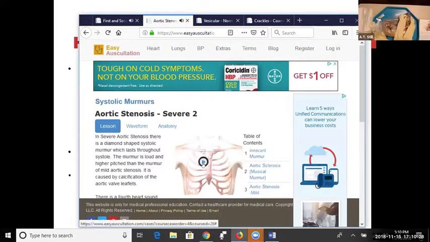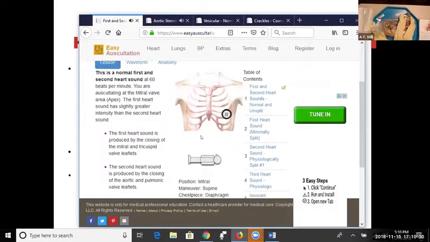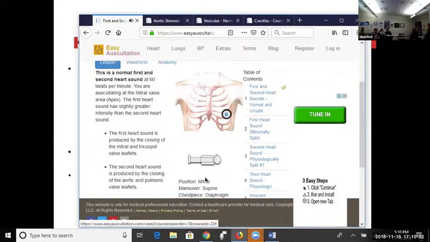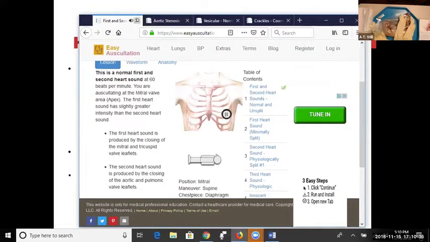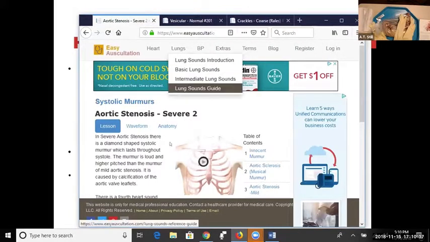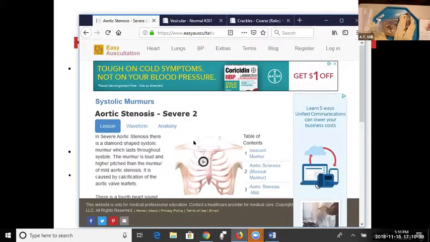So you can kind of hear how that one has a whooshing sound on top of the regular heartbeat. So that's what a murmur sounds like.